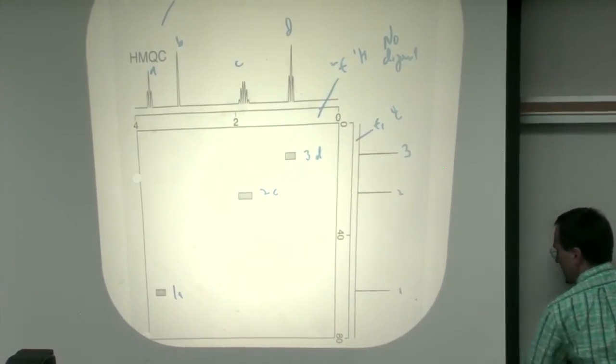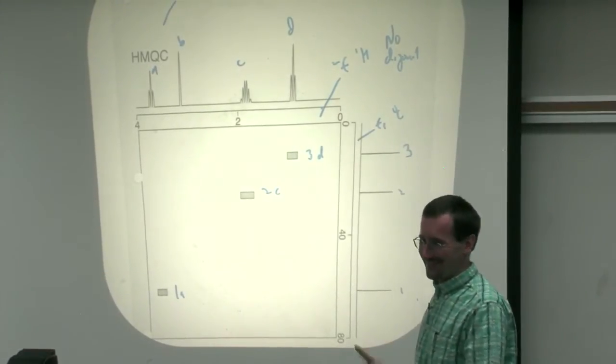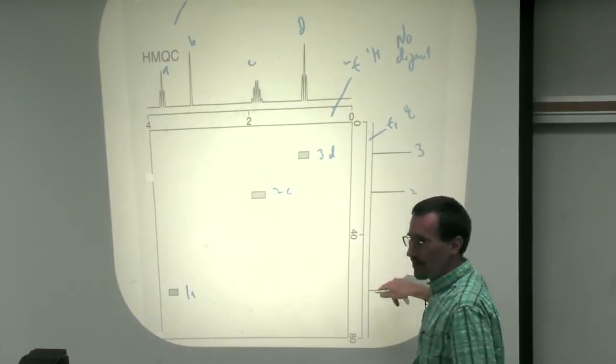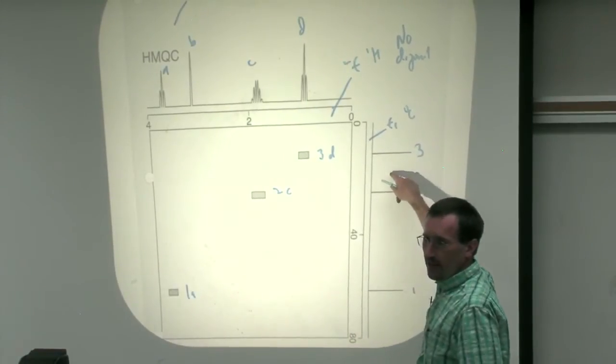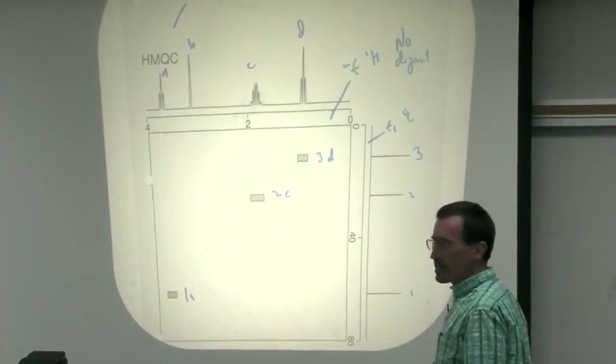Thoughts or questions at this point? Is it possible to reverse the spectrum on the bottom? You mean reverse it and have upfield? Yeah, so that it looks normal. Oh, yeah, it is possible.